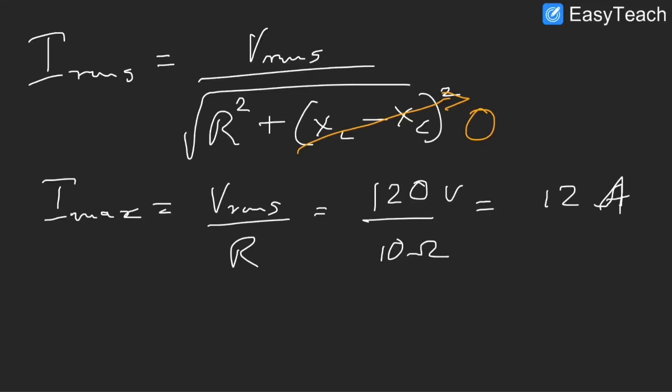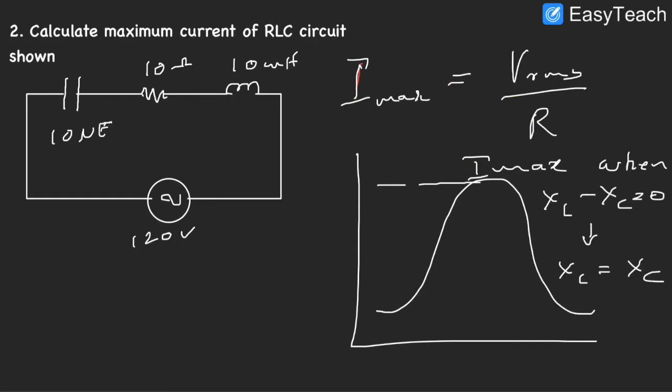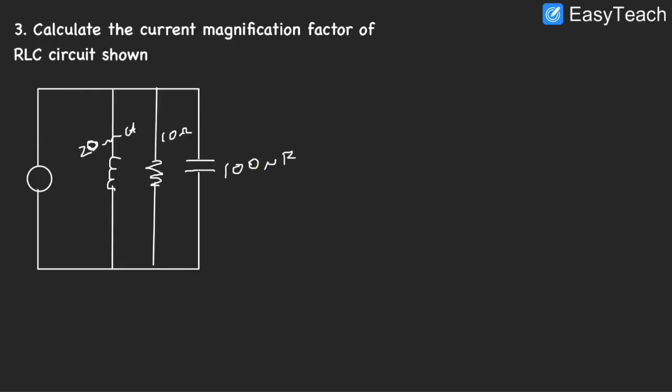So in this curve, this value here is 12 amperes. Quite simple, right? If you're an engineer and you have these elements in your circuit and you want to know what the maximum current is going to be, you use this very simple formula, V RMS by R. You don't have to worry about XL or XC because they cancel each other out at some point, and that point is exactly when you'll have your maximum current. Okay, let's move on to our next problem.